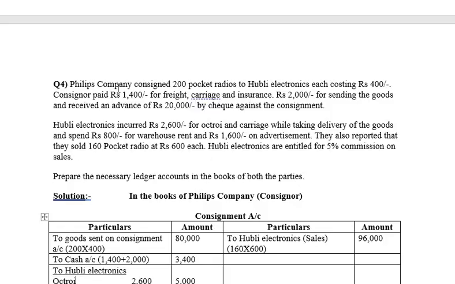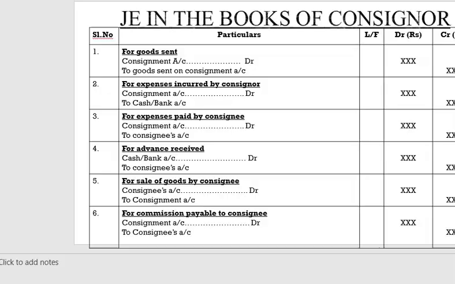Now here, Phillips Company, that is the owner, the consignor, consigned 200 pocket radios to Hubli Electronics, each costing rupees 400. Now this is nothing but goods sent. That is, the owner is sending 200 pocket radios to the consignee. Who is the consignee? Hubli Electronics. Each costing 400 rupees. So what will be the entry if it is goods sent?